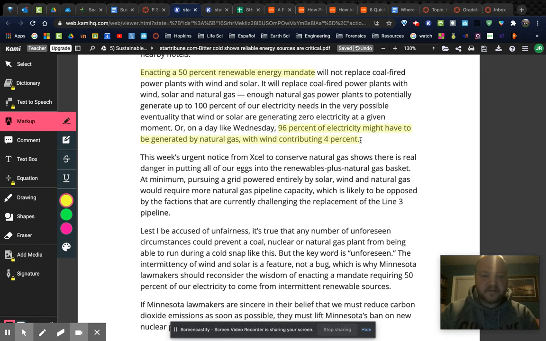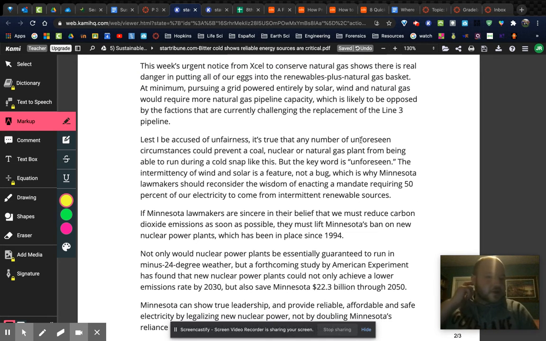believes were most effective. This week's urgent notice from Xcel to conserve natural gas shows that there is a real danger in putting all of our eggs into the renewables plus natural gas basket. At minimum, pursuing a grid powered entirely by solar, wind, and natural gas would require more natural gas pipeline capacity, which is likely to be opposed by the factions that are currently challenging the replacement of the Line 3 pipeline.